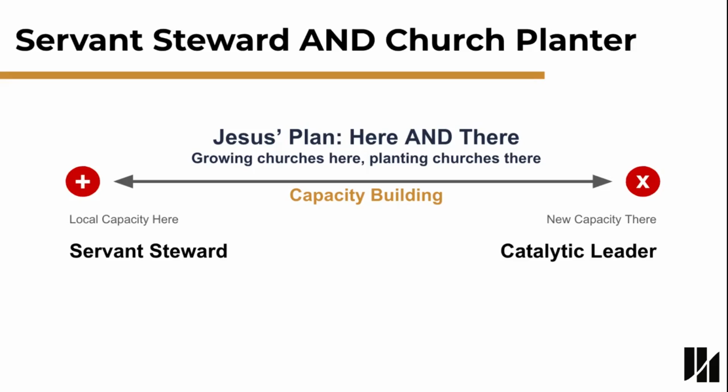So local capacity is the local church. That's the here piece. That's where we are called to be servant stewards. In the new capacity, the one we call multiplication, that's where catalytic leaders like church planters are going off and forming new things.